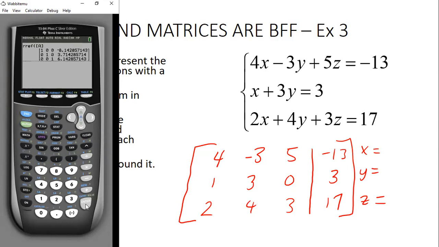Press enter. And I get these values, and I'm like, ooh, those aren't pretty. So what do I do? Math 1 or math enter. And I get little pretty fractions. So now we know that our x equals -57 over 7. y equals 26 over 7. And z equals 43 over 7.